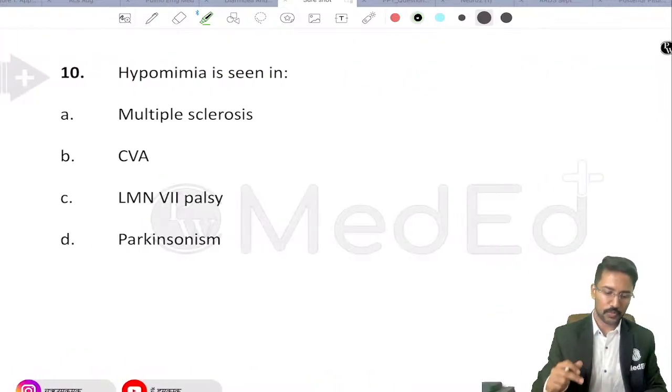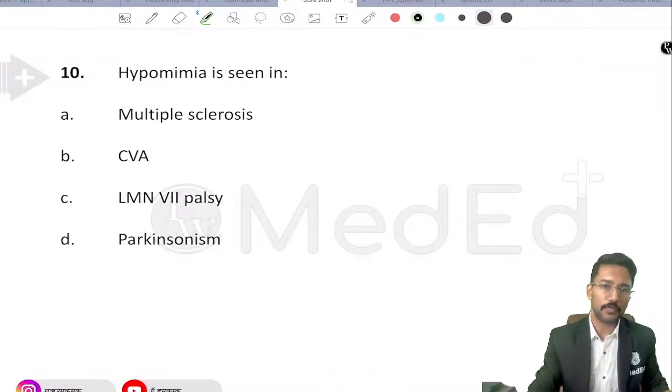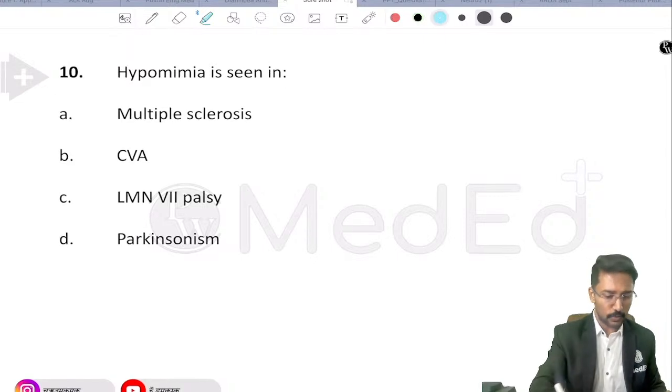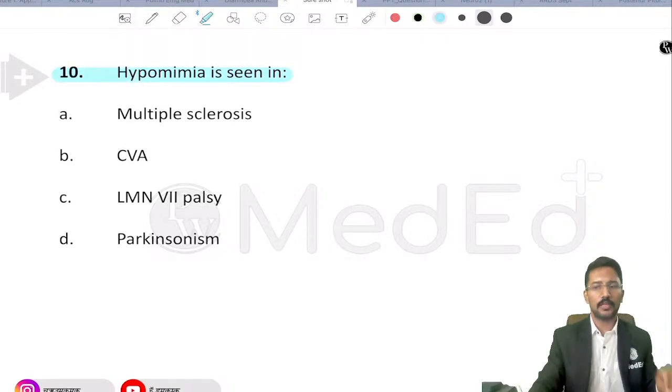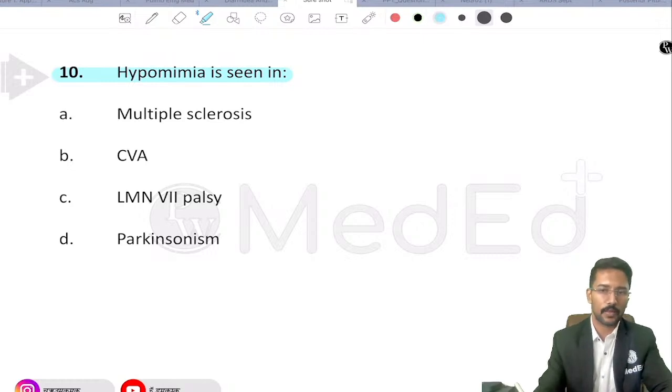Okay, now let's move to the next question. Hypomimia is seen in which of these conditions? This is also one of the previous repeats. Hypomimia is seen in which of these following conditions? Okay, let me wait for the answers from you so that we can discuss a little bit about this hypomimia. Where do we see hypomimia?